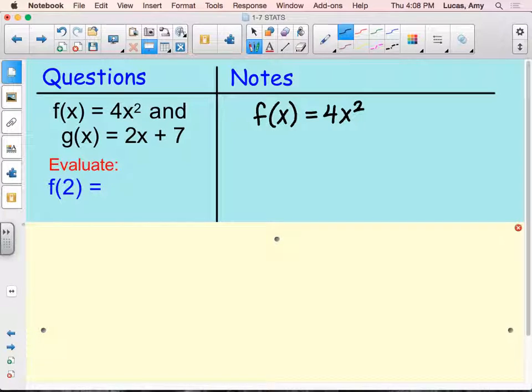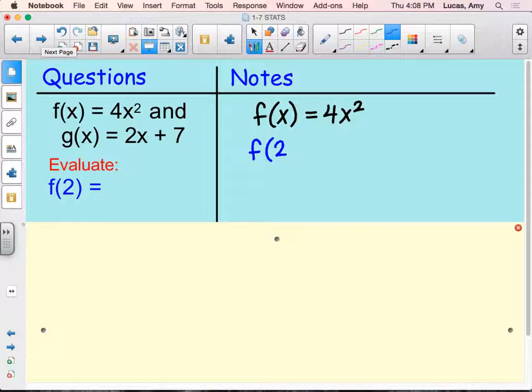When you're working with more than one function, usually you're going to see different letters. So we have two functions, one f of x and the other g of x. And there's no rhyme or reason about which letters are used. It's just pretty typical that you see f for function used most commonly. So the first one to evaluate says f of 2.